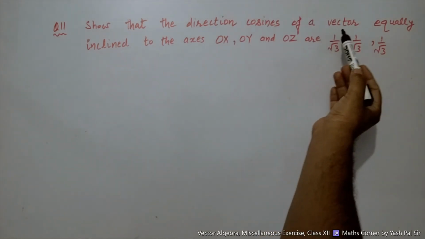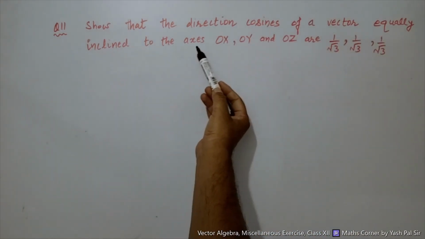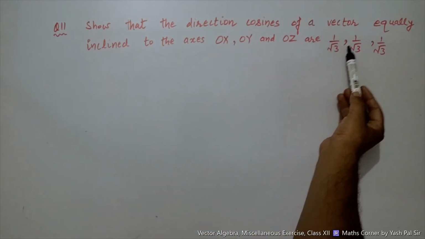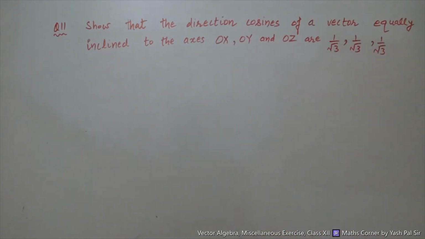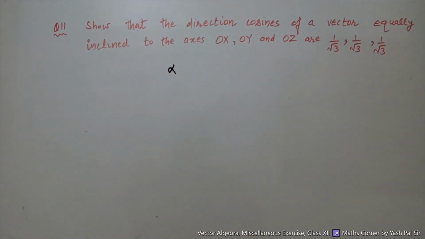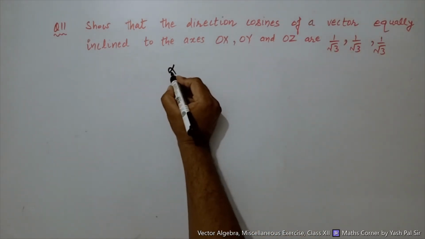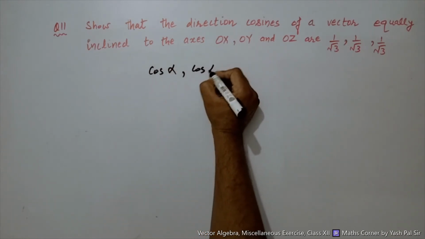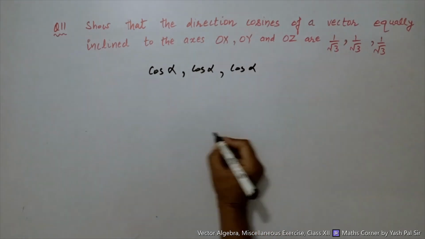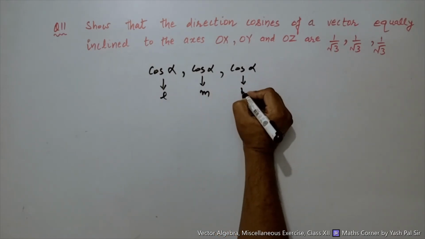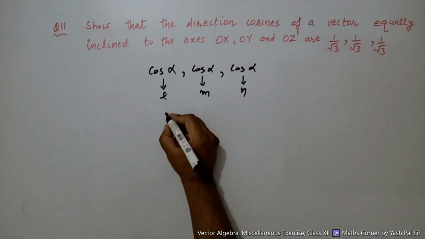Question number 11. Show that the direction cosines of a vector equally inclined to the axes OX, OY and OZ are 1 upon square root 3, 1 upon square root 3, 1 upon square root 3. So we consider here alpha to be the angle which is equally inclined to the axes. So what are the direction cosines? They are cos alpha, cos alpha, cos alpha. That is, this is L, this is M, this is N.